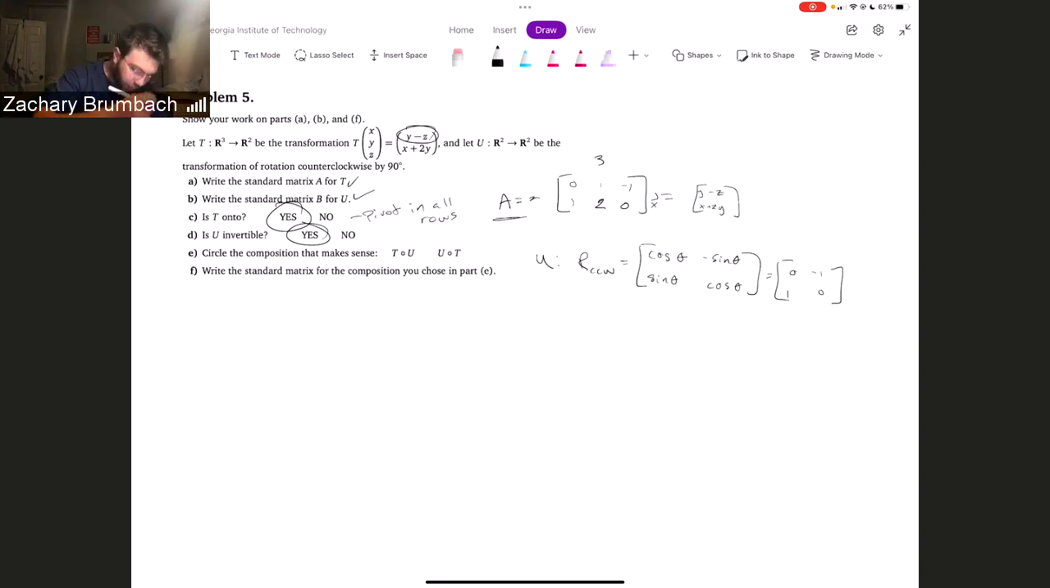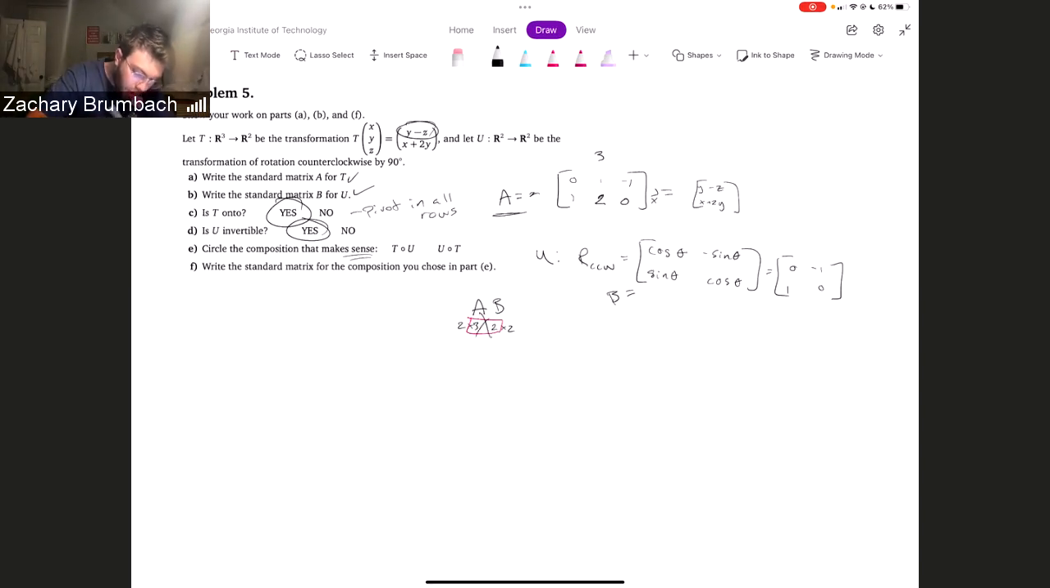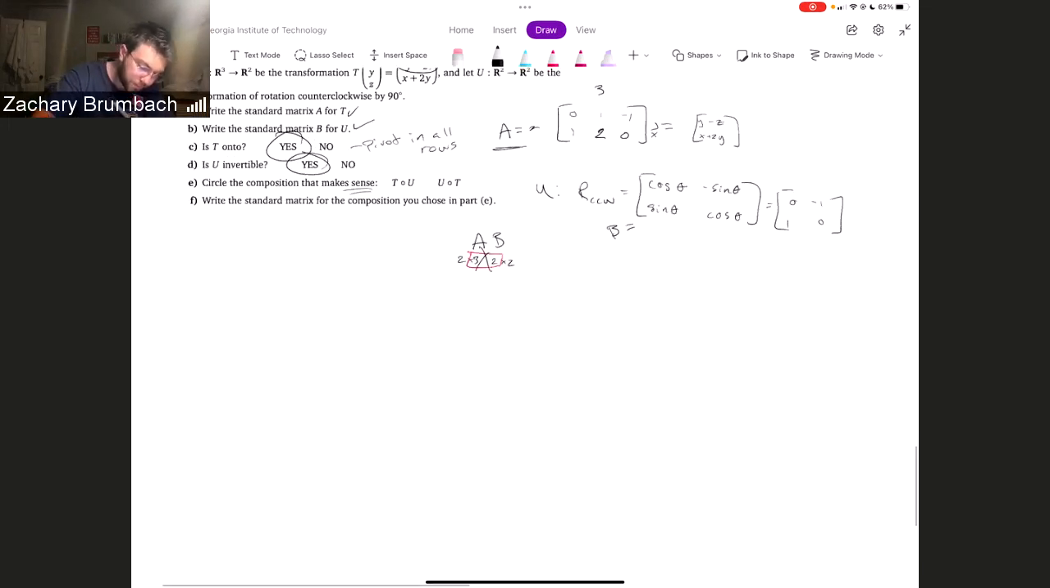Circle the composition that makes sense. So which one can exist? T of U would be A times B. That's our matrix B. A is a 2 by 3, B is a 2 by 2. To check if we can multiply matrices, we draw a box around the middle numbers. Is this number the same? No, therefore it cannot be multiplied.